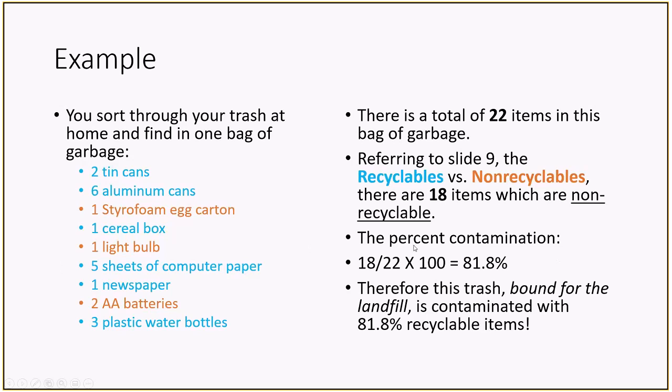The percent contamination would therefore be 18 out of 22. In this case, 18 out of 22 times 100 would be 81.8%. Therefore, in this trash, which is bound for the landfill, it is contaminated with 81.8% of recyclable items. That's kind of nuts when you think about it, because that means the vast majority of that trash could have been recycled. Think about what kind of impact that would have on you at home if you were to reduce your waste volume of your trash by that much, 81.8%, just by sending most of this to the recycling center.